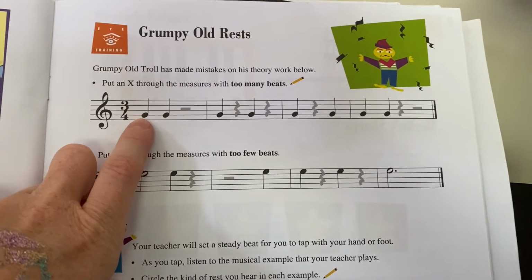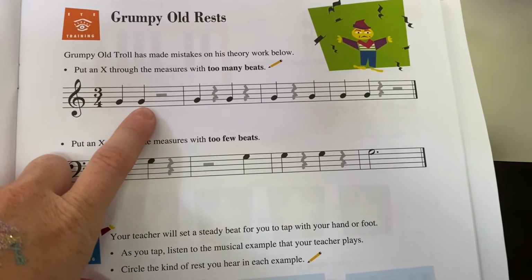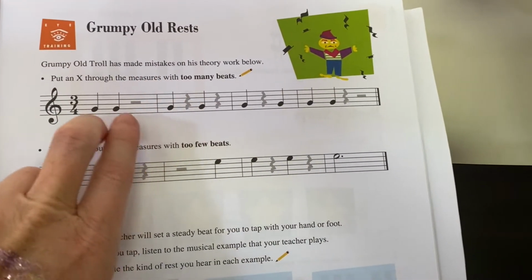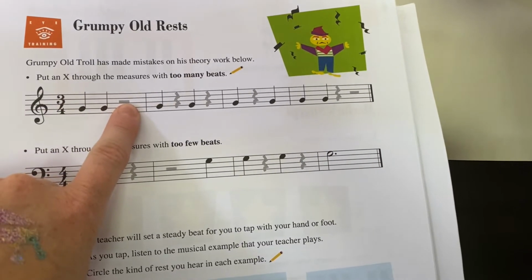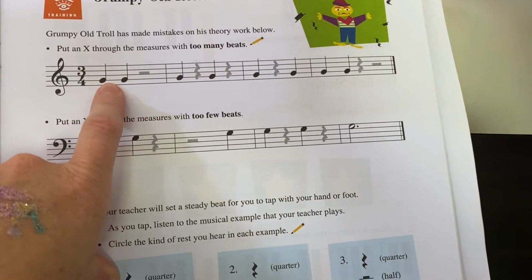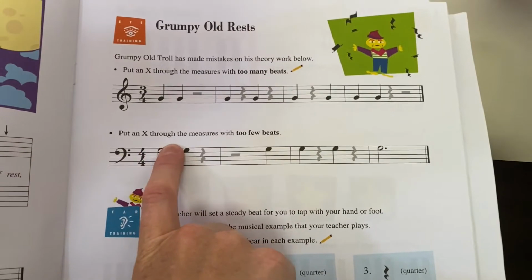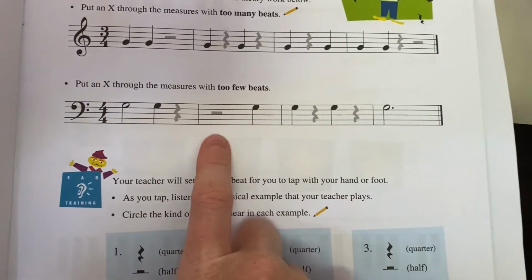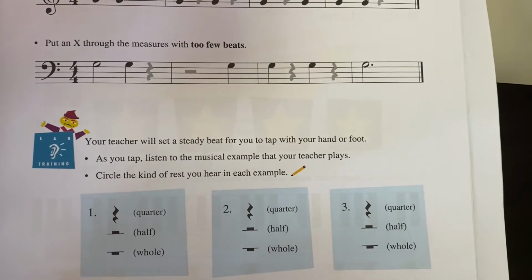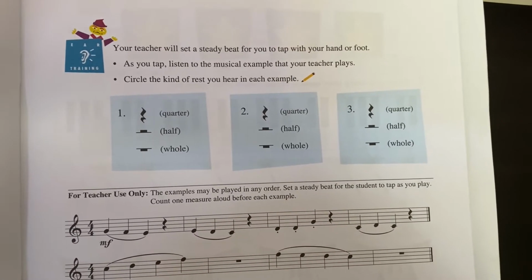So I'm going to help you with the first one so you kind of see what we're doing. So if I add one, two, and then how much is a half rest worth? Two. So that gives me one, two, three, four beats, and I'm supposed to only have three. So I'm going to just put a big X through that one. Then you'll go through and do the rest for the same. The next one, it says put an X through the measures with too few beats. So if they don't have enough beats, then you're going to put an X through that measure. Okay? Simple enough.